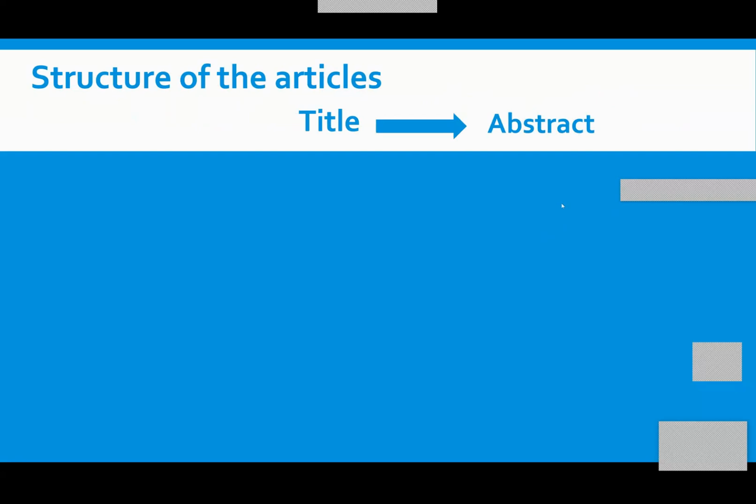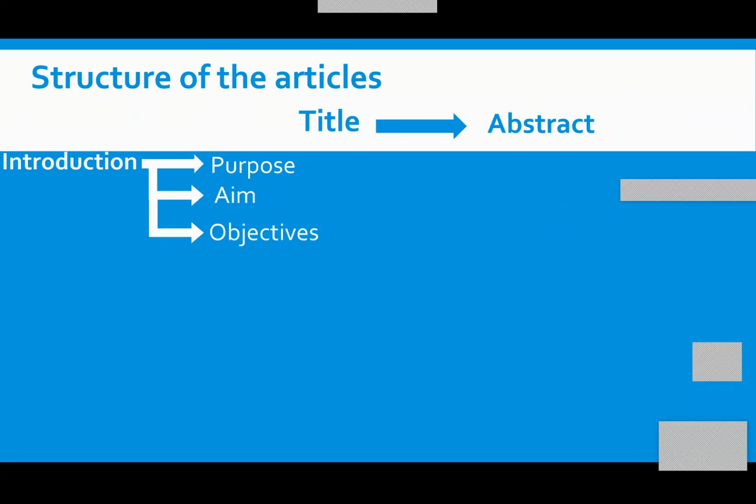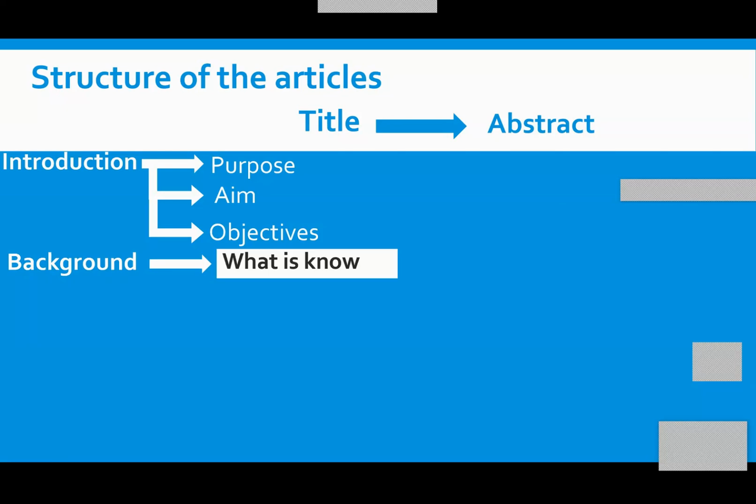So the structure of the article is composed of the title and the abstract. And then you have the introduction, and the introduction gives you the purpose of the study, the aim of the study, and the objectives. While the background gives you the literature review. So the literature review is very important when you read an article. The literature review gives you what is known about that topic, that title. And then it tells you the gap between what is known and what is unknown. So what is known is the literature review.